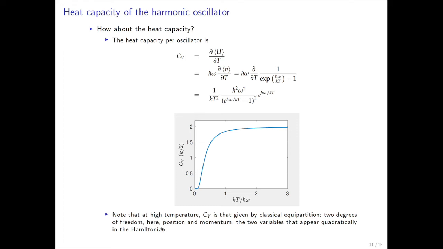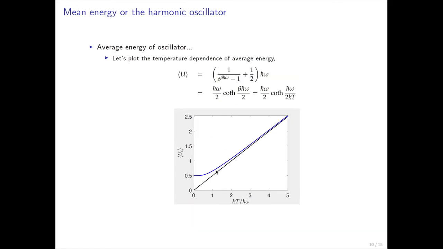the degrees of freedom are defined as quadratic, where your energies are quadratic in variables. And here we had position and momentum, or in the LC oscillator, we had charge and flux. And that's why classically this value goes to k, or 2 units of k over 2. So that's kind of what we expect. And what this is saying is that the energy is just freezing out at low temperature. As we go to very low temperature, we only have the ground state being occupied.